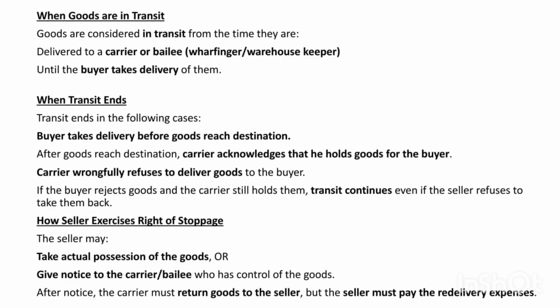Next, if the carrier wrongfully refuses to deliver goods to the buyer, or if the buyer rejects goods and the carrier still holds them, transit continues even if the seller refuses to take them back. For example, if the buyer says these are damaged, I reject, and the carrier is stuck with the goods, the law says transit is still on. So the unpaid seller can still exercise stoppage and ask the carrier to return the goods. This protects the seller when the buyer rejects.